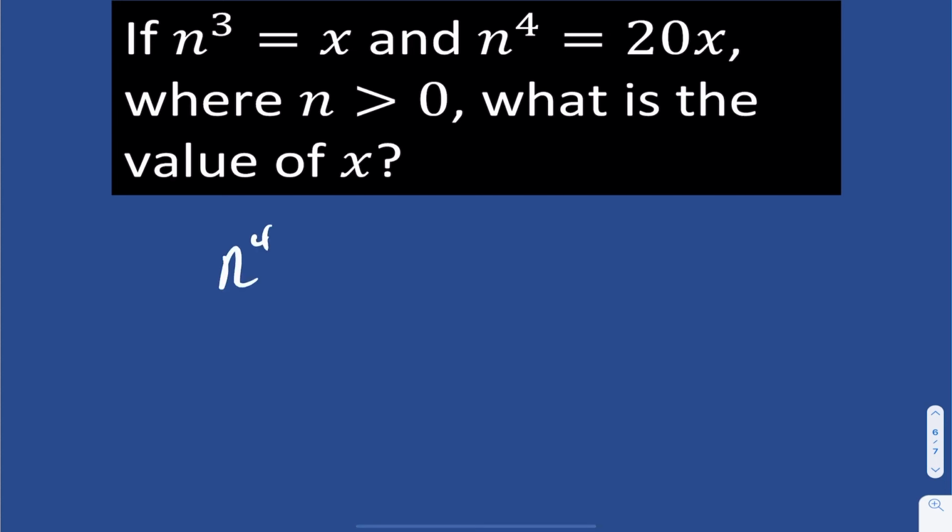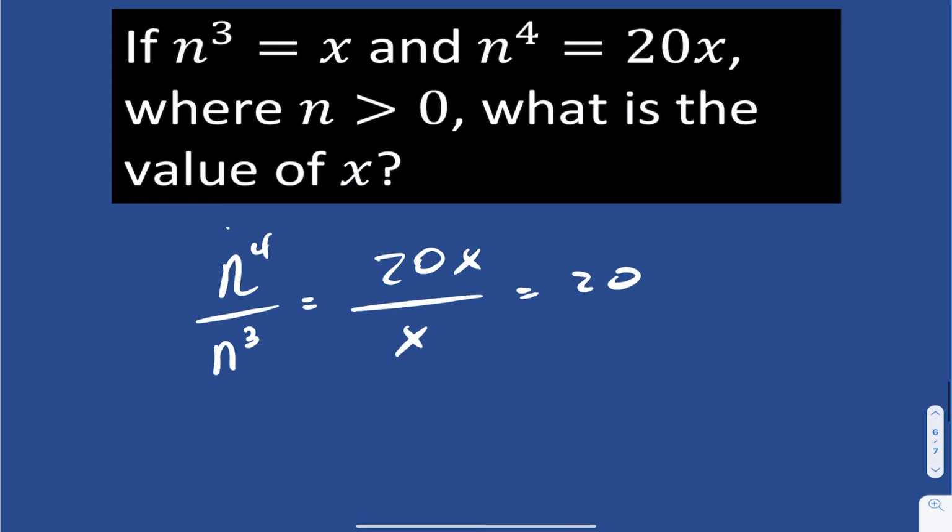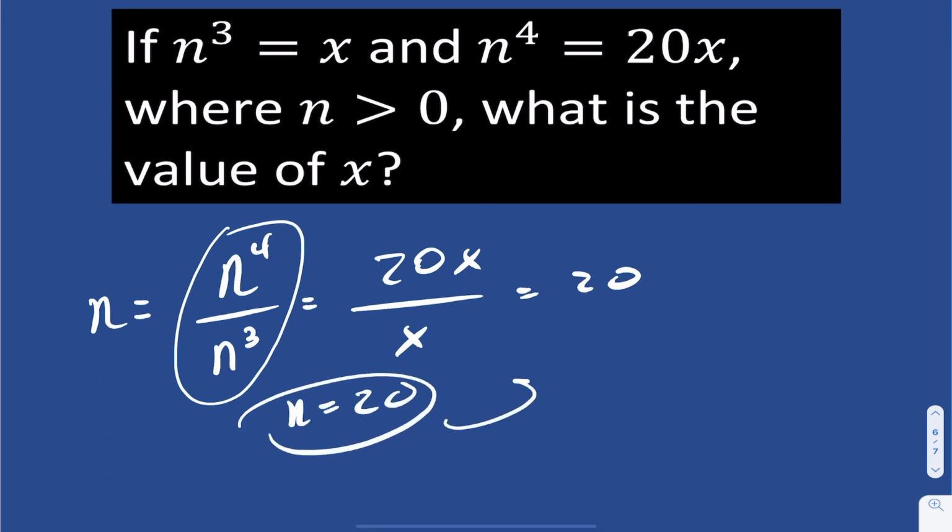I know if I take n to the power 4 divided by n to the power 3, that's going to be 20x divided by x, which is going to be 20. But I know that n to the power 4 divided by n to the power 3 is just n. So now I know that n equals 20. But if n equals 20, I know that x is equal to n cubed. Therefore, x is equal to 20 cubed. Therefore, x is going to equal 8,000.